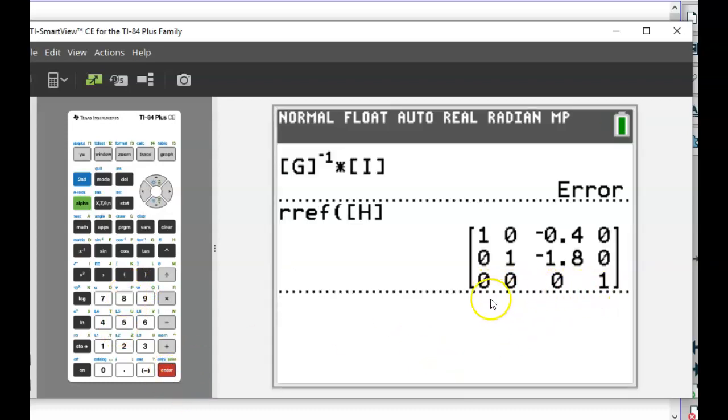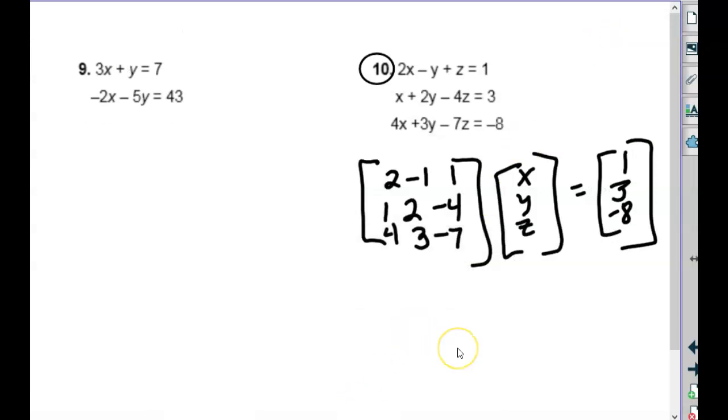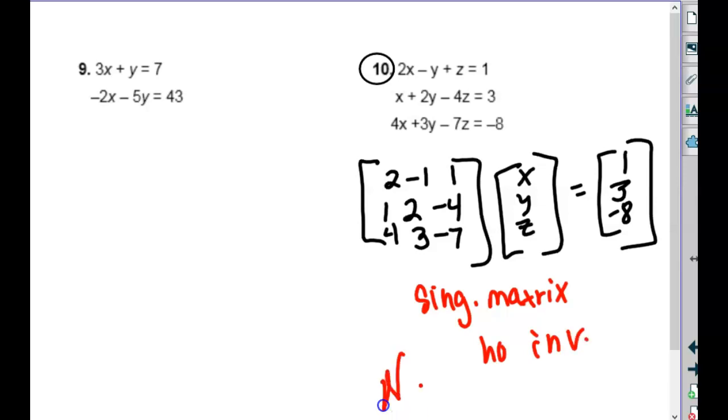Do you remember what that meant yesterday? 0 cannot equal 1, so it meant no solution. Okay? So when you did it this way, it said singular matrix, no inverse. What that means is no solution. Okay?